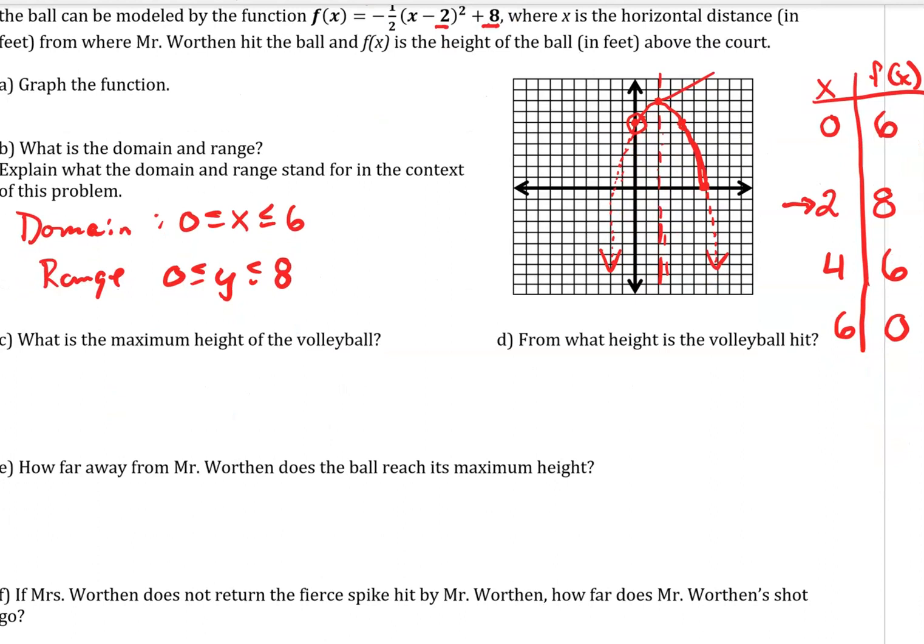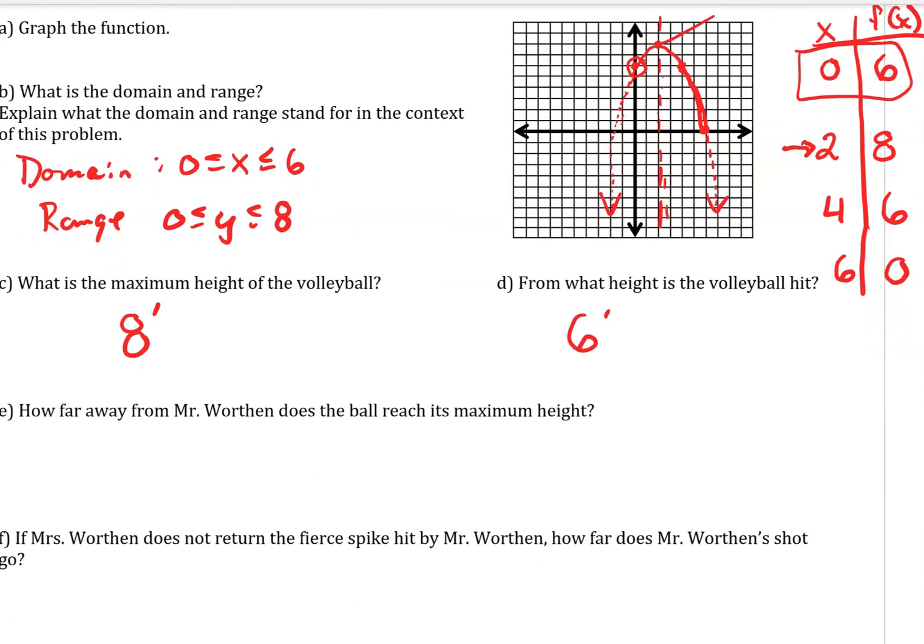Maximum height of the volleyball is that height at the vertex, 8 feet. From what height is the volleyball hit? Well, it was hit at a distance from him of 0. That's when his hand touched the ball. And the height at that point was 6 feet.